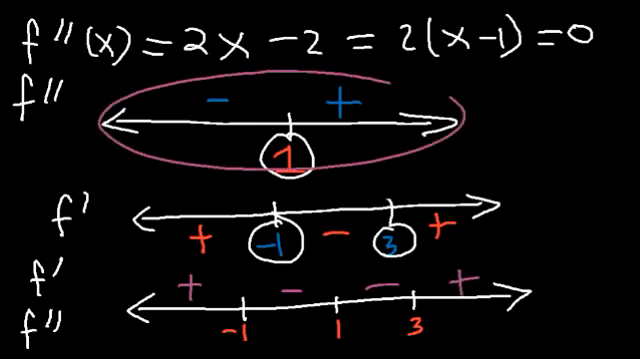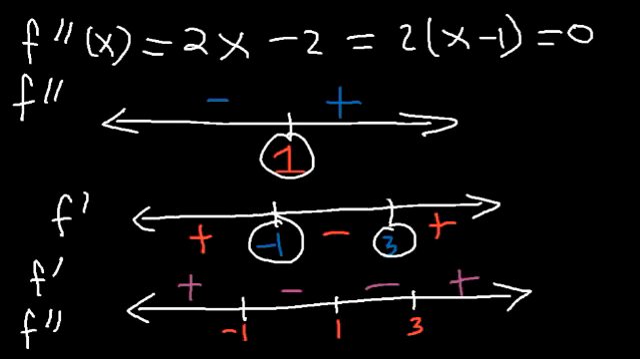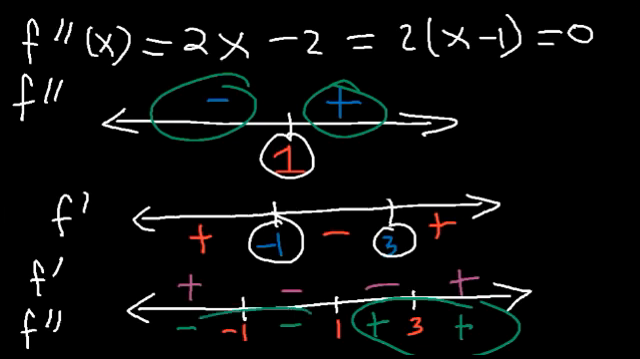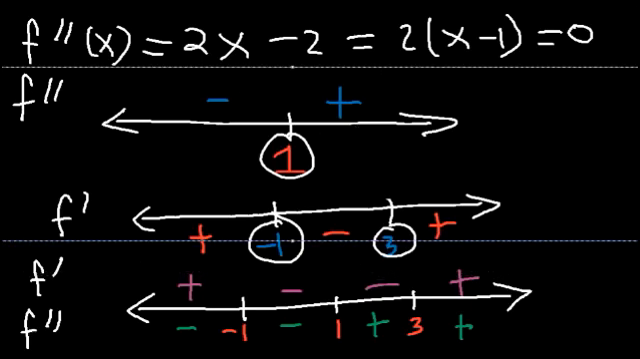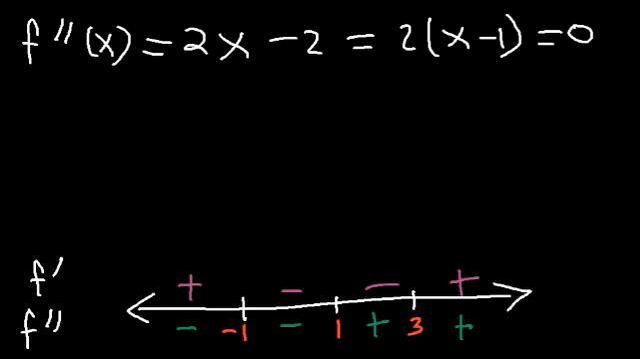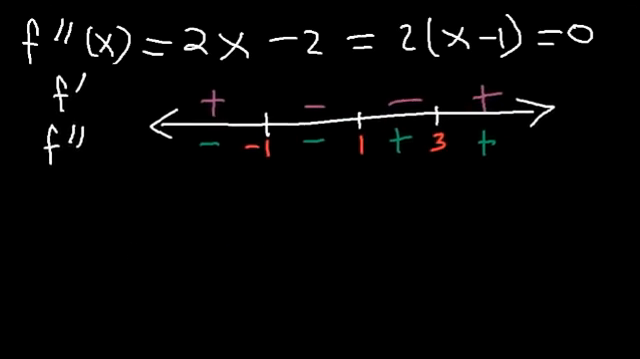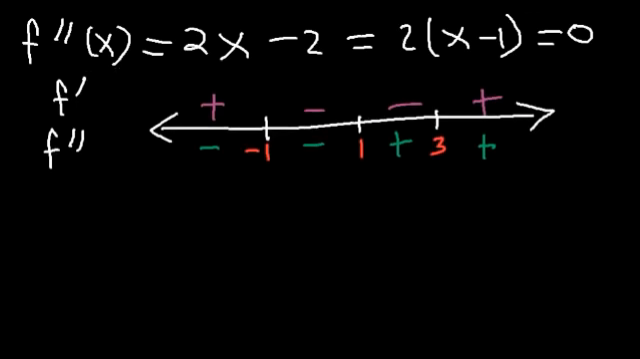So now let's focus on the second derivative. Notice that less than 1, the second derivative is negative. So that includes less than -1 and between -1 and 1. And to the right of 1, the second derivative is positive. So that's between 1 and 3 and beyond 3. So everything to the right of 1 is positive, and to the left of 1 it's negative. Once you combine the first and second derivative into a single number line, now we can draw a rough sketch of the graph. We don't need this anymore.